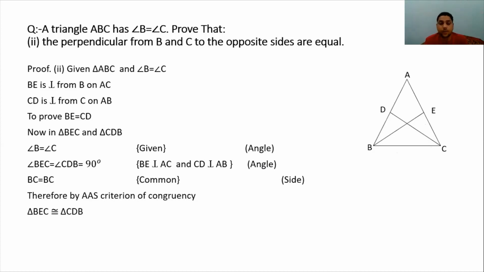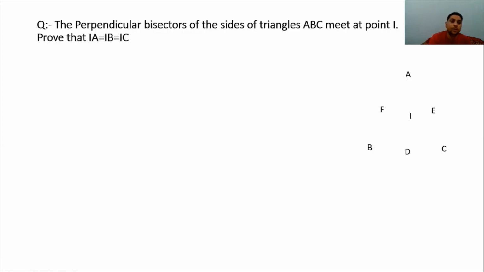When triangles are congruent, their corresponding parts are also congruent. That means by CPCT, this perpendicular CD on AB and perpendicular BE on AC are equal, that is, CD is equal to BE. This is what we have to prove. Okay. Now, next question, an important question.